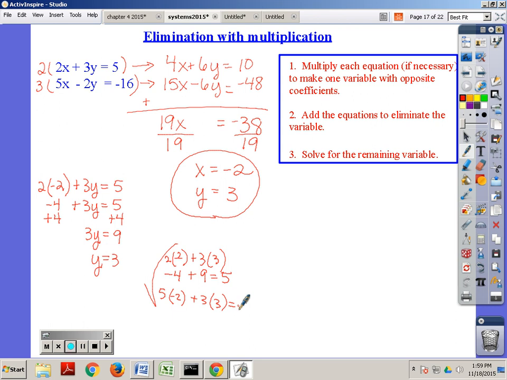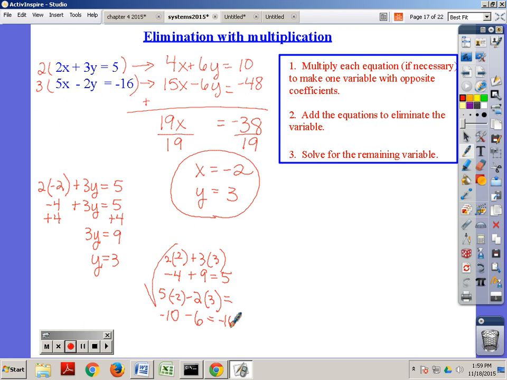Oops, I messed up that bottom one. Wrong equation. Minus 2 times 3. And let's see if we get negative 16. We get negative 10 minus 6 equals negative 16. So yeah, it worked for both.